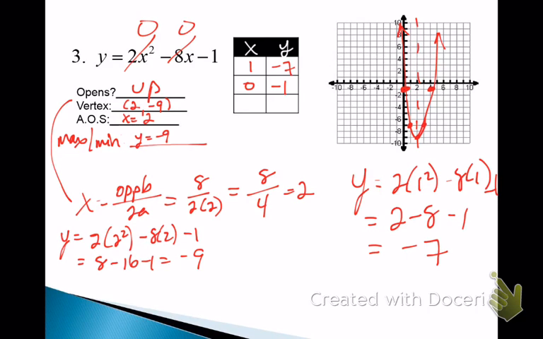Okay, and that shows you a little bit about where the vertex comes from. And you got 2 points here. 2 points on the graph are (1, -7) and (0, -1). So you want to plot those, and then mirror image, make your U. All right?